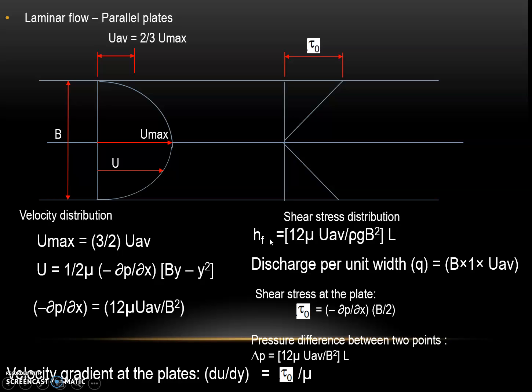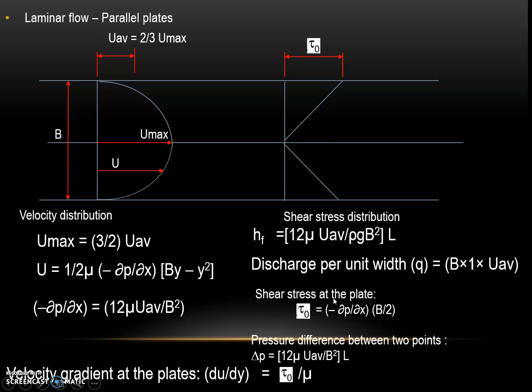And head loss due to friction HF can be found using the formula 12 mu u average divided by rho g b square into L, where rho is the density of the liquid, g is acceleration due to gravity, mu is the dynamic viscosity, and L is the length of the plate. Discharge per unit width Q is equal to B into 1 into u average.